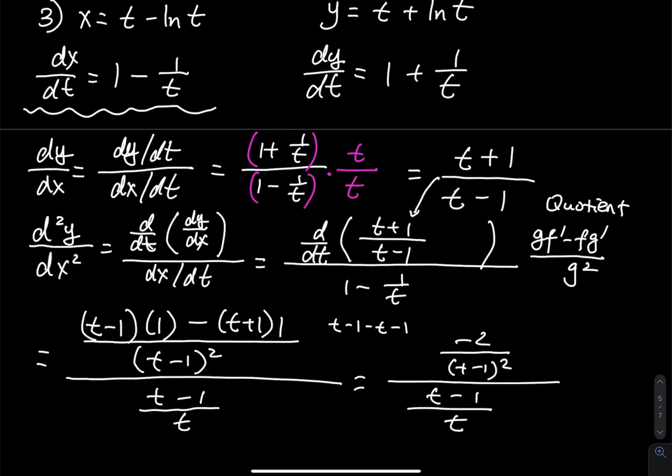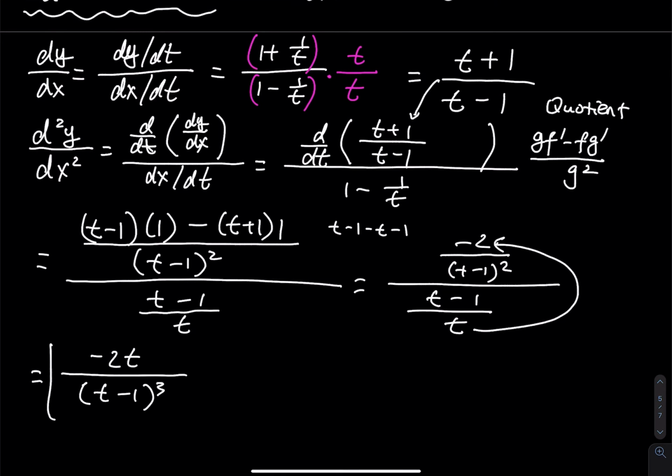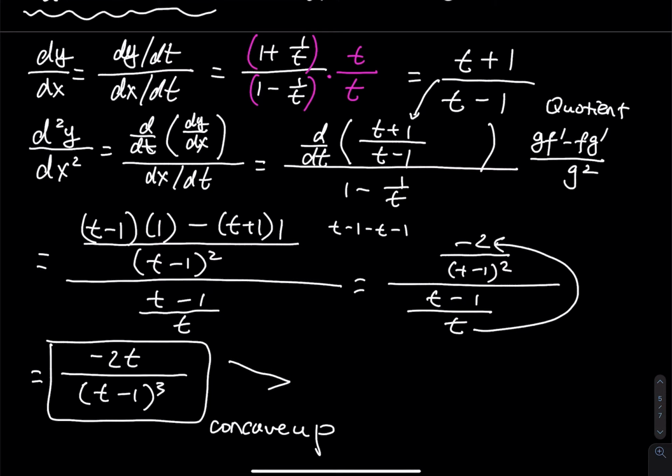So overall, what do you have? Simplify the fraction. The denominator will be (t minus 1) to the third, and then the top, you flip this t to the top, then you have a negative 2t. So that will be your second derivative. So this is your second derivative. You want this to be concave up, right? That means the second derivative, you have to set that greater than 0.